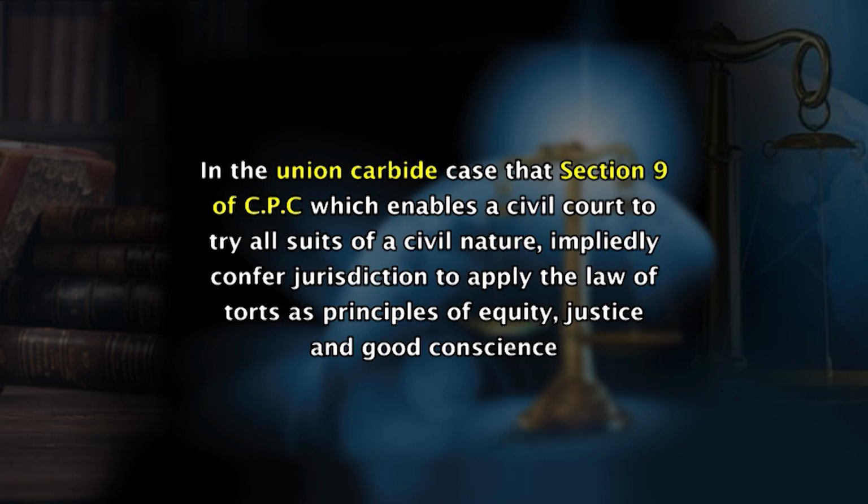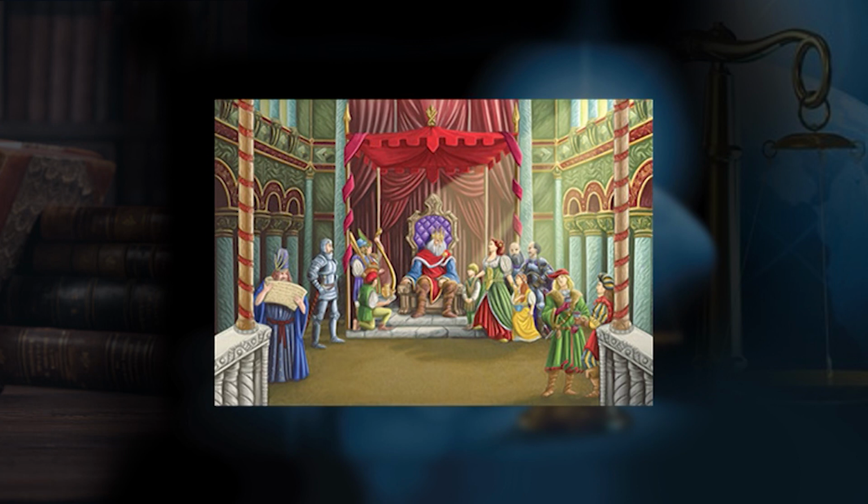It has been noted in the Union Carbide case that Section 9 of CPC, which enables a civil court to try all suits of a civil nature, impliedly confers jurisdiction to apply the law of torts as principles of equity, justice, and good conscience. Historically, there was no general principle of tortious liability, but the king's courts gave remedies for various forms of trespass, for direct injuries, and later allowed an action on the case for harm indirectly caused.